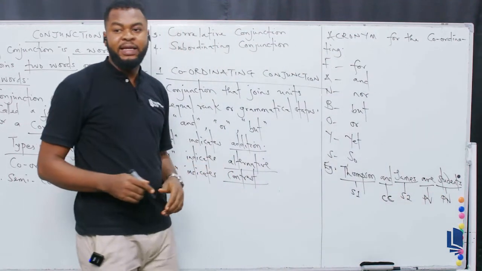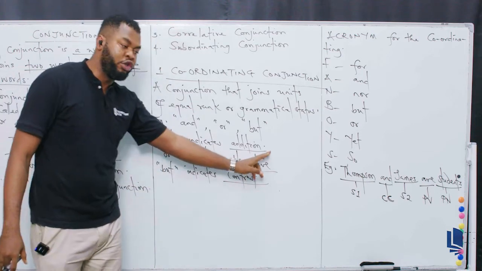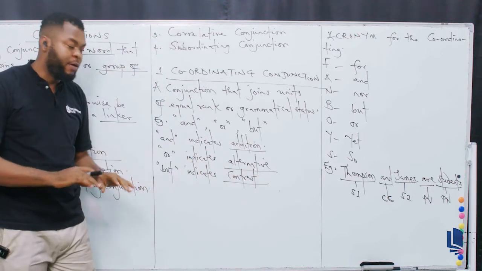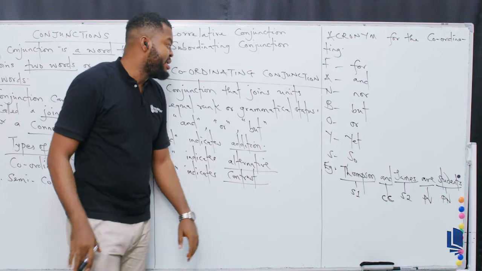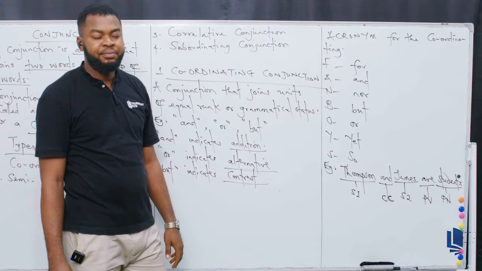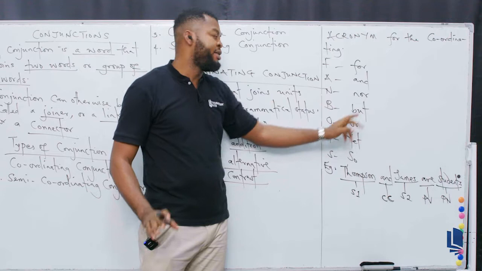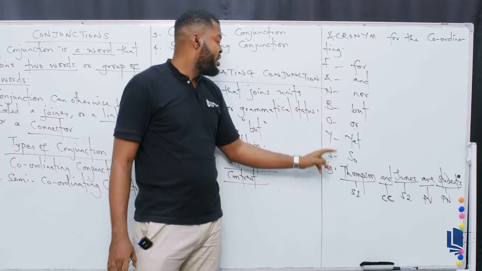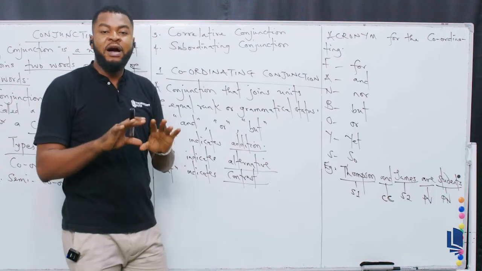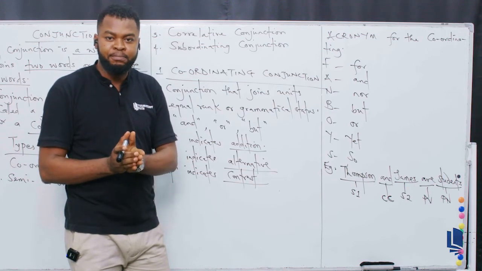Now, that's an example to show you that "and" helps to indicate addition, "or" helps to indicate alternative, and "but" helps to indicate contrast. Is that okay? Now remember, you can use the acronym for the coordinating conjunctions: F represents for, A represents and, N represents nor, B represents but, O represents or, Y represents yet, and S represents so. That's FANBOYS, the full form of the coordinating conjunctions.